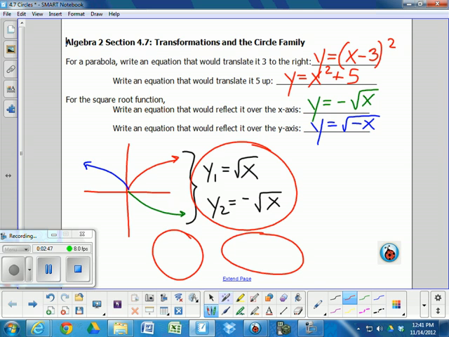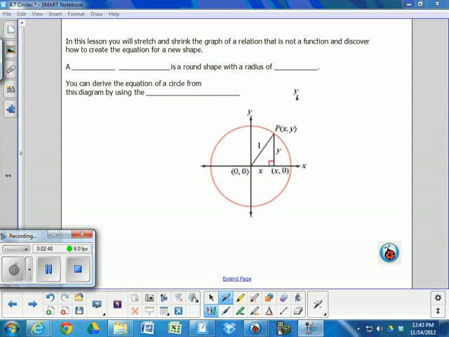All right? So, in this lesson, we're going to stretch and shrink the graph of a relation that is not a function. Again, it doesn't pass the vertical line test. Well, doesn't mean they're not important. We can still graph them. They just don't fall into this family known as functions. And discover how to create the equation for a new shape. So, the fill in the blank here is basically just this.